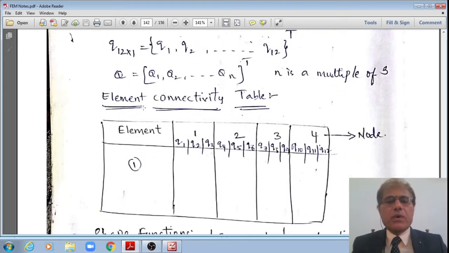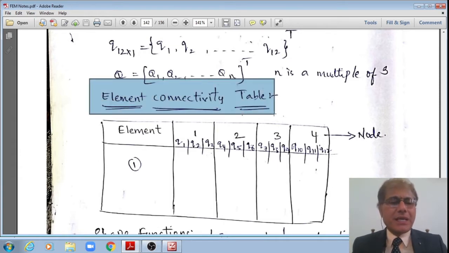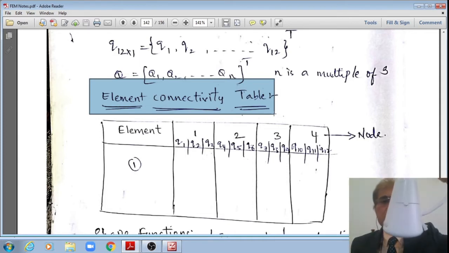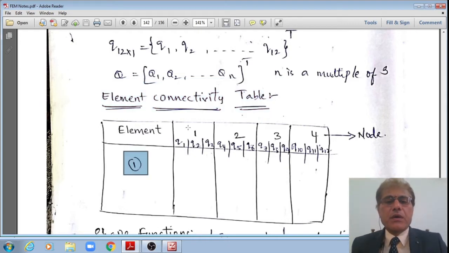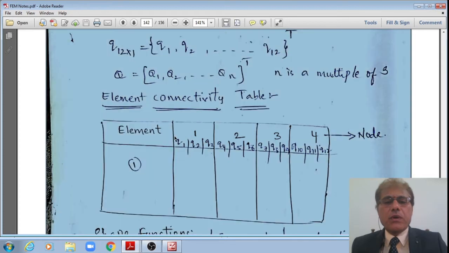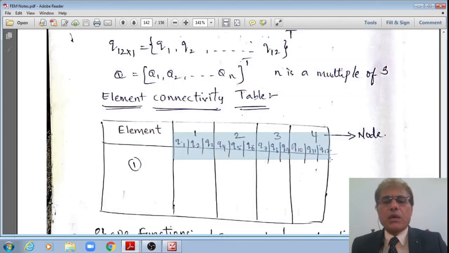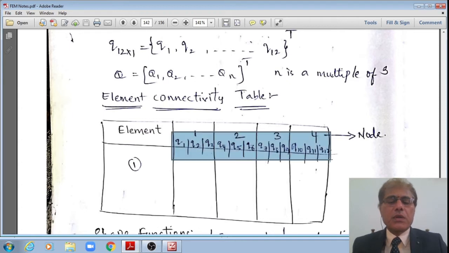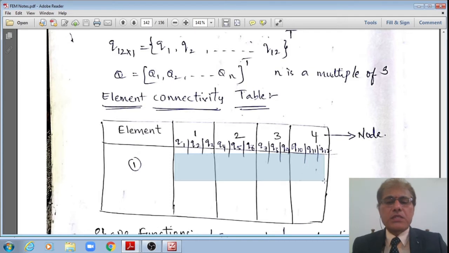Now once I do that, I'll discretize this entire continuum into n number of elements, students. Out of which I've just shown one element. It has 4 nodes and 12 degrees of freedom in the local coordinate system, Q1, Q2, Q3, Q4, Q5, Q6, Q7, Q8, Q9, Q10, Q11, Q12 along the local coordinate direction. However, with respect to the global Cartesian coordinate system, what are the degrees of freedom, whether that is capital Q1, capital Q2, Q3, I can make a note.